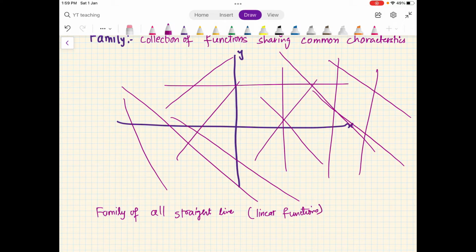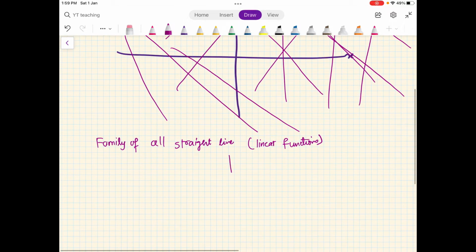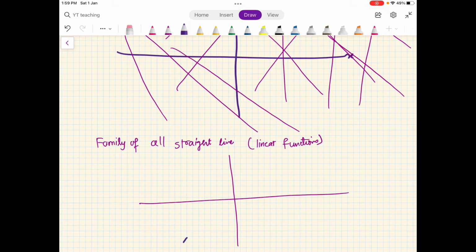So what is the simplest member of this family? We can say that the simplest member looks like this: a line which has slope 1 and which is passing through the origin, right? So the member which can be a representative of the family, we call it the parent function.